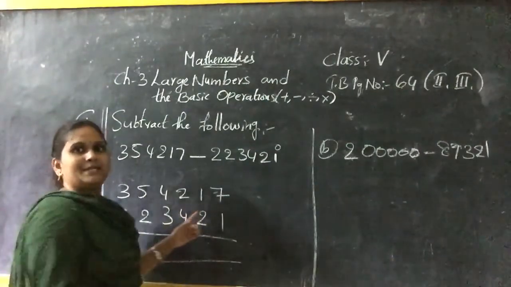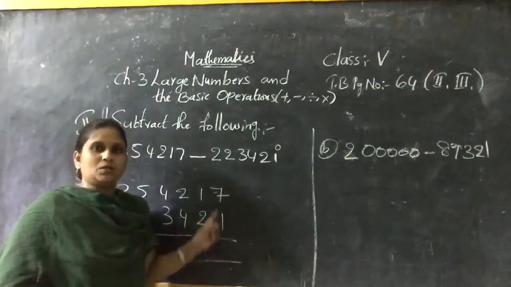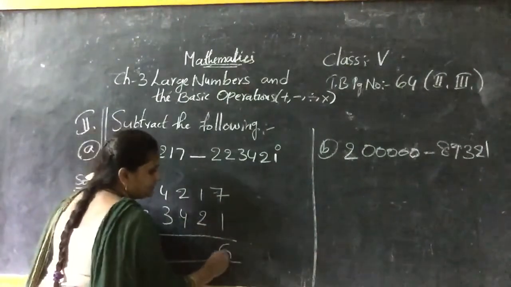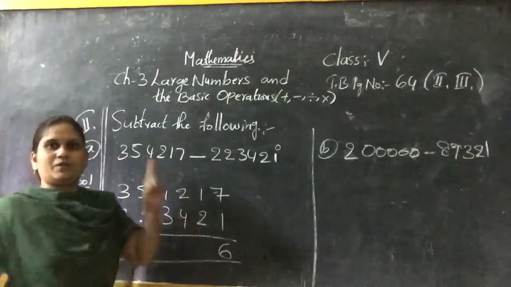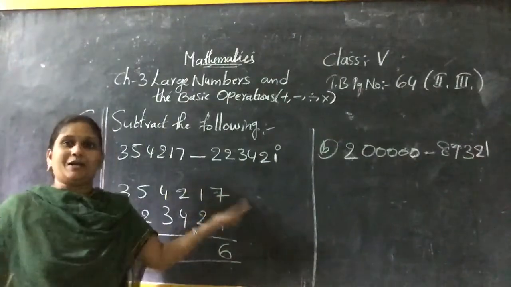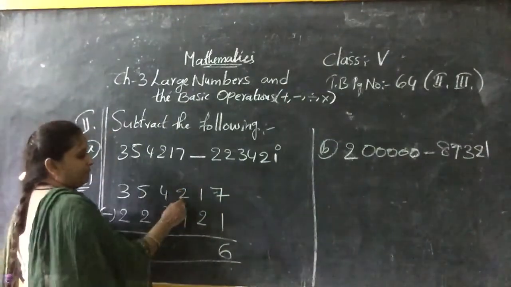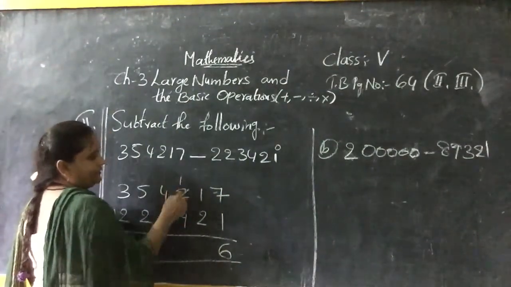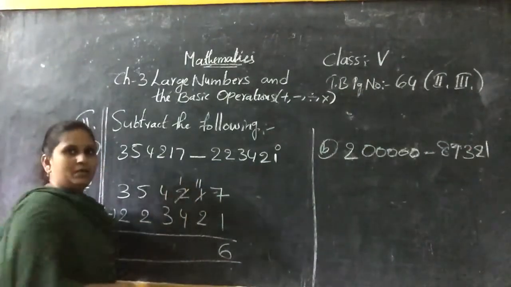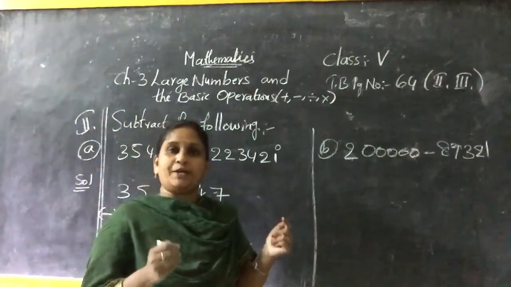The above number is more than the below number, so easily we can do the subtraction. 7 minus 1, 6. 1 minus 2. From one finger we can't subtract two fingers. Yes or no? So what do you have to do? You have to take a borrow from the number before. The number before is 2. So I am taking 1 borrow from 2, and this value became 11. We don't have 11 fingers.